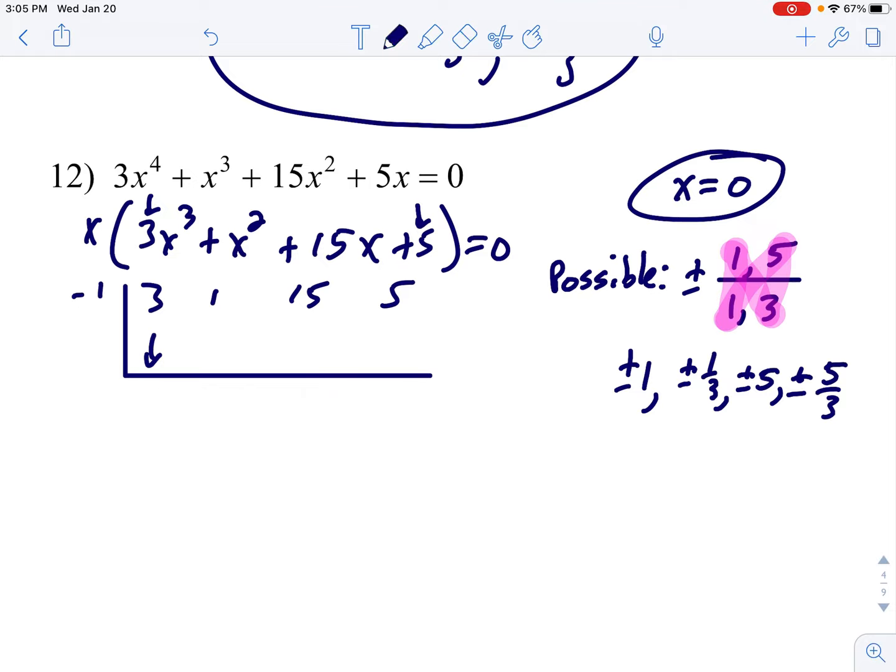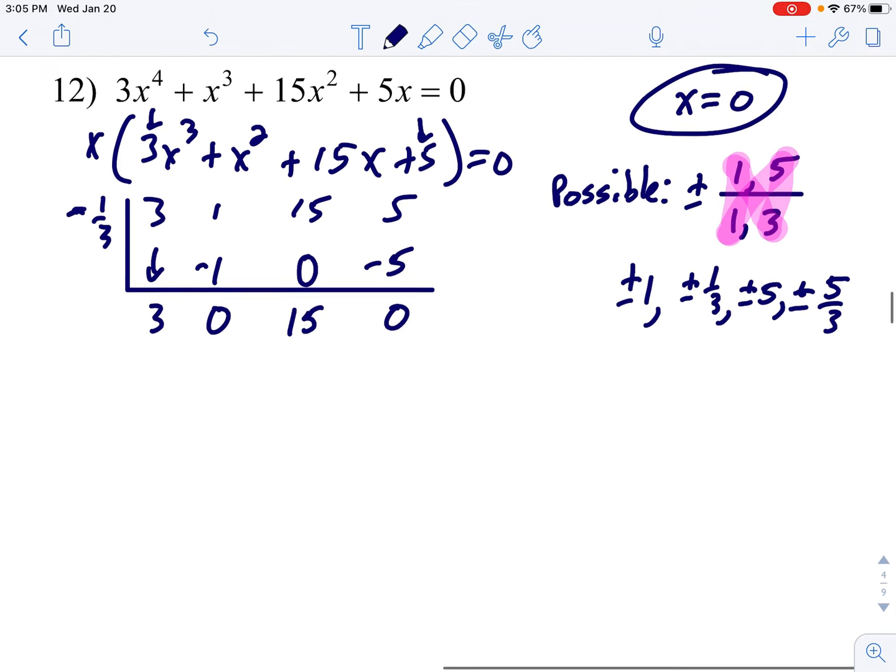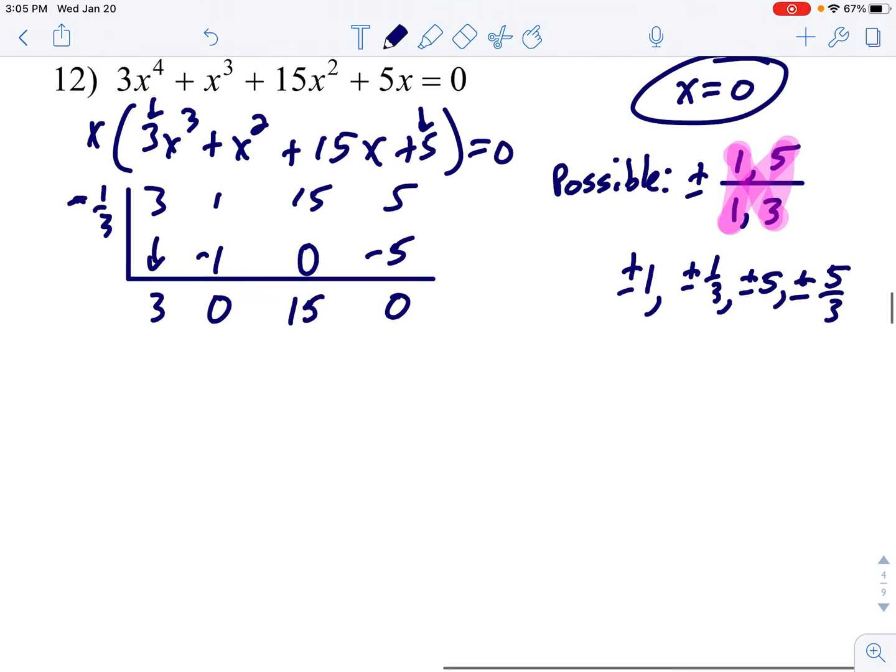Let's try negative 1/3. Bring down a 3. 1/3 of 3 is 1. Multiply by negative, that's negative 1. 1 minus 1 is 0. Negative 1/3 times 0 is 0. Bring down the 15. Negative 1/3 times 15 is negative 5. 5 minus 5 is 0.